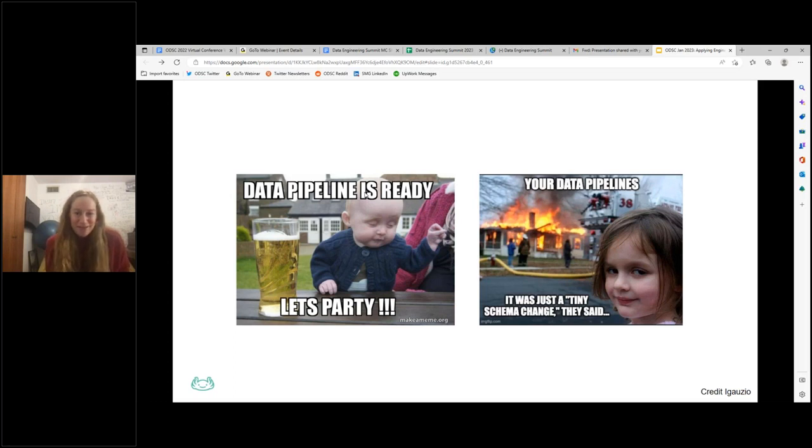A lot has been said about that. This one is actually something that I took from Iguazio, an MLOps platform. But that definitely captures the sentiment. So how do we deal with that? How do we go from having those fires to having this short feedback loop where stuff is working? We will talk about that. Let's first talk about why we're in this situation so we know what to fix.